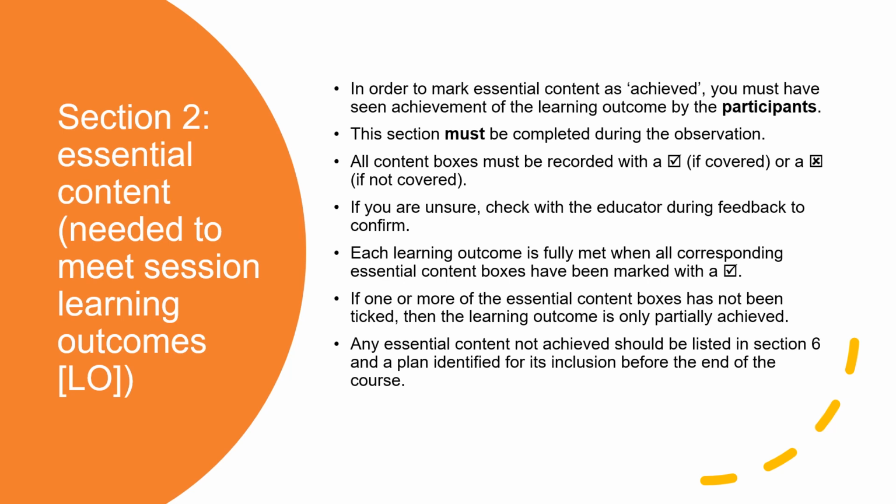Section 2 lists the essential content to be covered in the session. Essential content links to a learning outcome for the session. For participants to be able to achieve the learning outcome, all essential content must be covered in the session. If observation is for the minimum number of part sessions, some learning outcomes may not be fully achieved in the sessions observed. If this is the case, have a plan for where the content will be discussed again to achieve the learning outcome.